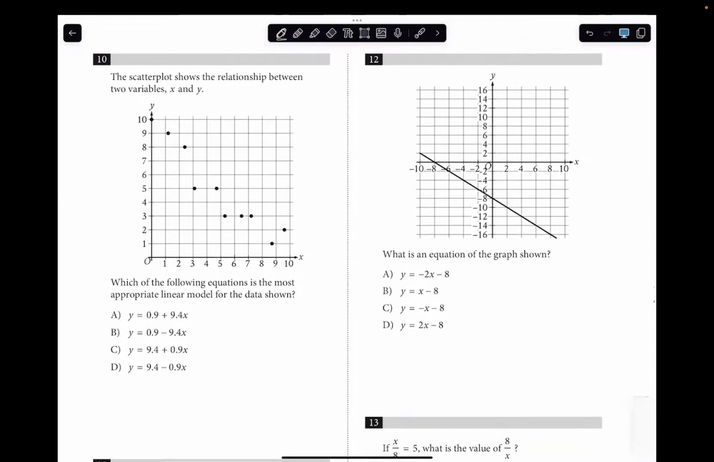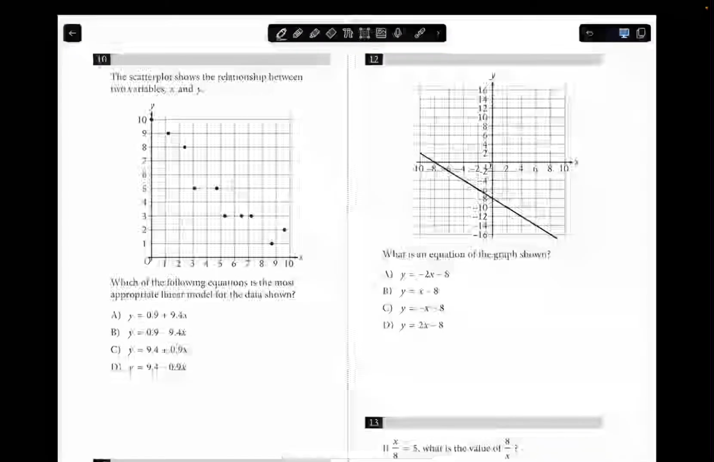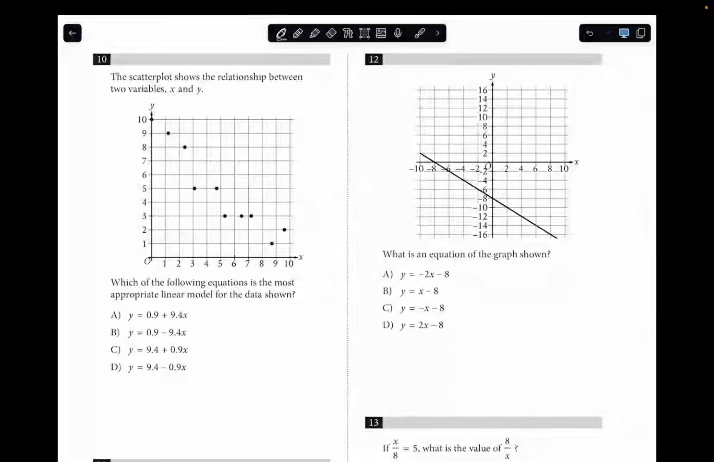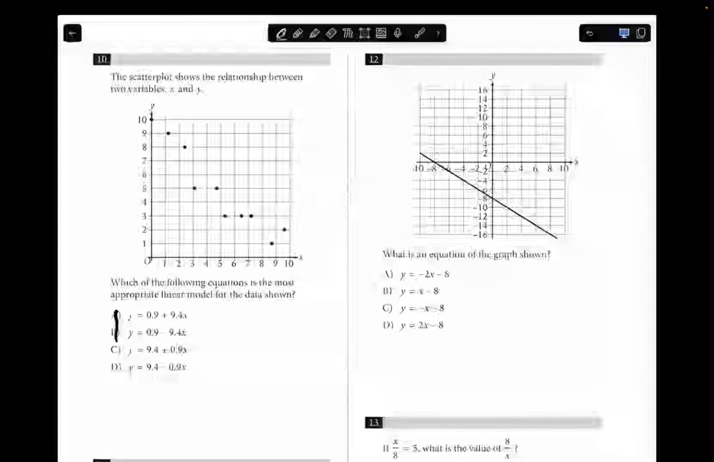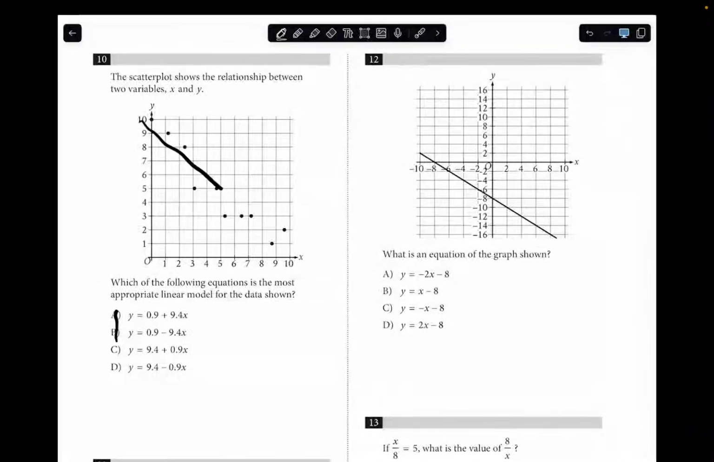Scatter plot, right? They're looking for a line of best fit. What's our y-intercept of the line of best fit? Something just below 10, right? So it's not going to be 0.9. So I can eliminate A and B. And I need a negative slope, right? Because this line is trending in that direction. So that eliminates C. So D is the correct answer, right?